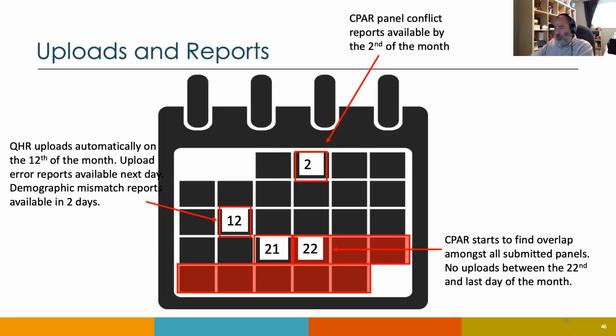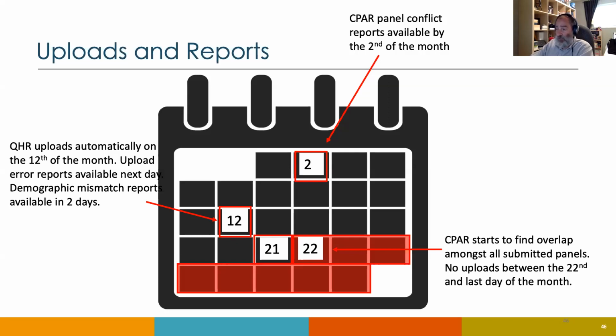Here's a graphic representation of how information flows over time into CPAR. And I mentioned that QHR will upload those panels automatically on the 12th of the month. As they're uploaded, anything that errors out in CPAR will create an error report, which can be downloaded the next day. And any errors that are found can be managed over the next few days until the 21st of the month.